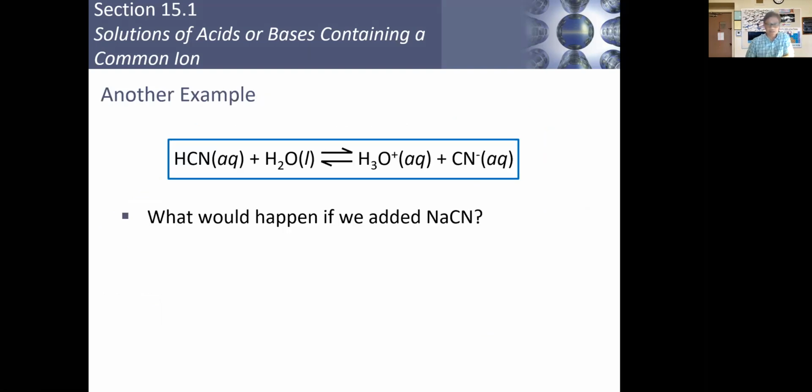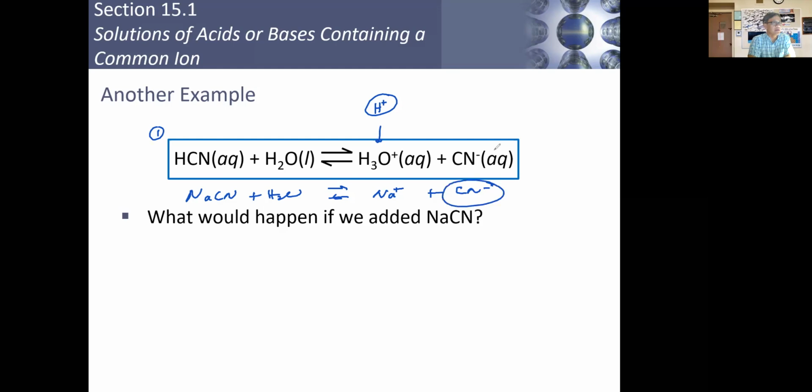We have a solution of hydrocyanic acid, so let's focus on that. Our first solution is going to be a solution of hydrocyanic acid. It dissolves in water, and when it dissolves in water, we have this equilibrium here. Remember, this represents the hydrogen ion right here. So what would happen if we added in this solution, sodium cyanide? When we add it to water, it is going to be sodium ions floating around in water, and the cyanide ion floating around in water. Common ion: the cyanide ion.